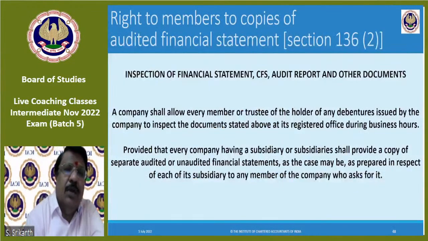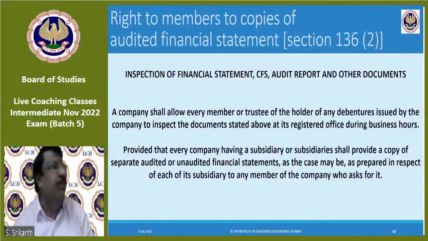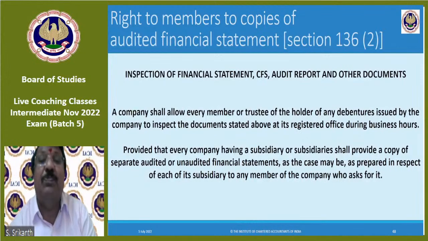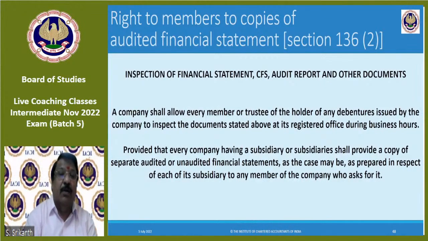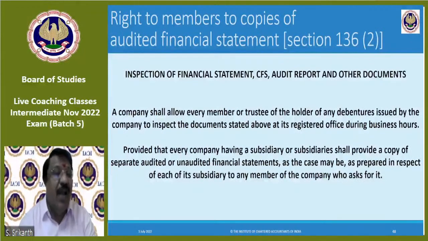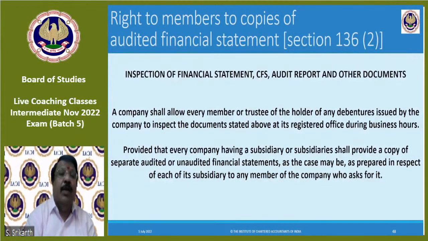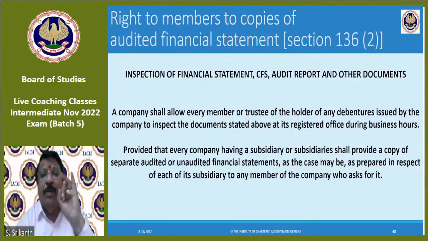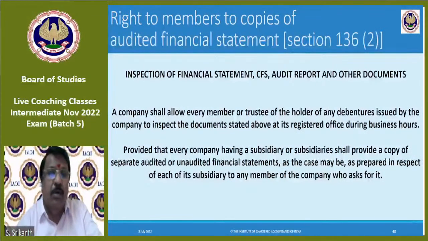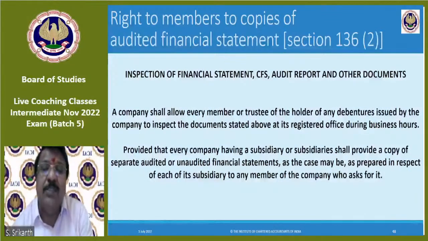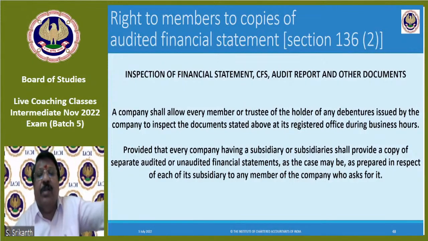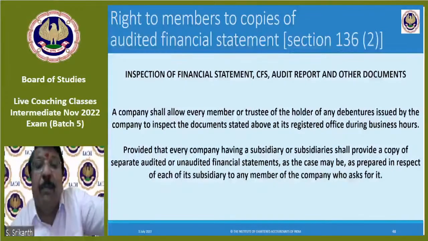Coming back to this inspection of financial statements. We remember when we saw meetings, we spoke about inspection of the members' register. Similarly, the financial statements can also be inspected, and companies should allow every member and debenture trustee to inspect the documents at the registered office during business hours. In case of subsidiary companies, the holding company shall provide a copy of separate audited or unaudited financial statements in respect of each subsidiary to any member of the company who asks.